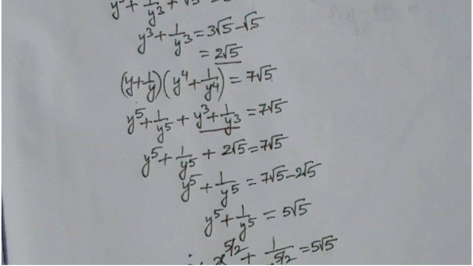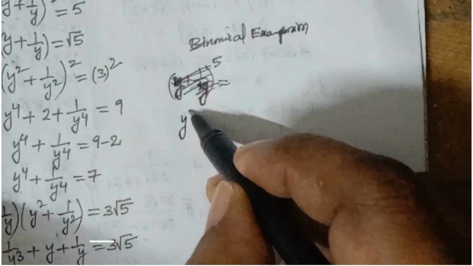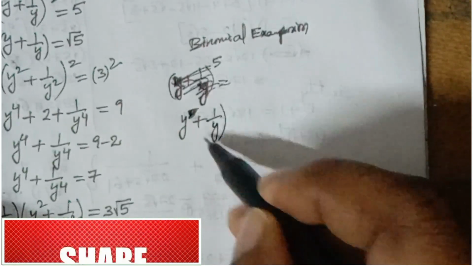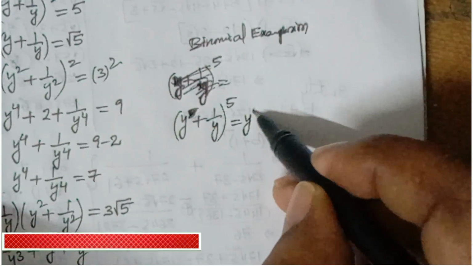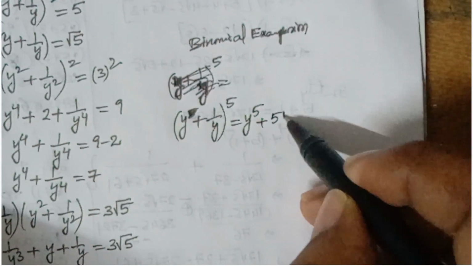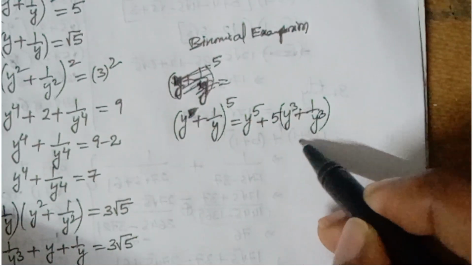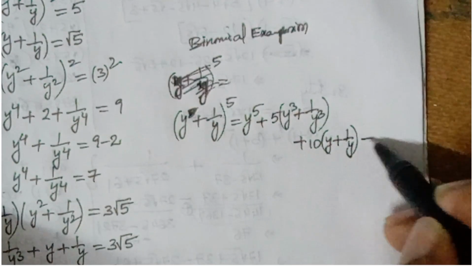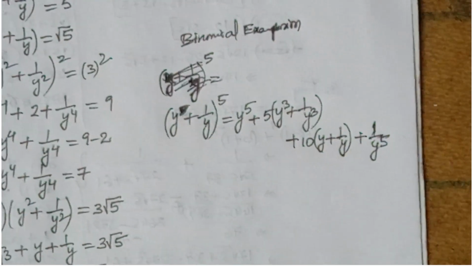So here this is the first model. Now we are going to the second model. Y plus 1 by y whole to the power of 5 is equal to y to the power of 5 plus 5 into y cube plus 1 by y cube plus 10 into y plus 1 by y plus 1 by y to the power of 5 will get. If you expand, I will get this.